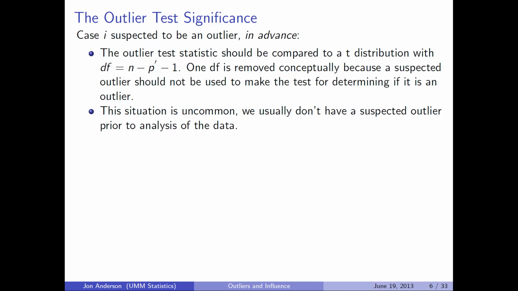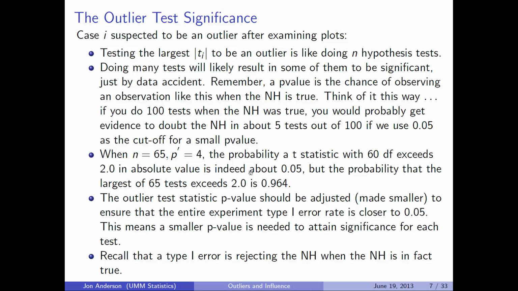So again, to summarize, if you have case i suspected to be an outlier in advance, you use the externally studentized residual and you compare it to the degrees of freedom that I've mentioned. The thing that's important to know, in the second bullet, is that this is very uncommon, and we usually don't do things this way. We usually don't know in advance, before the data is examined, that case i is going to be an outlier. Usually the problem is we look at plots and we see something weird for case i. And if that is the case, after looking at the data, then you need to follow this kind of procedure.